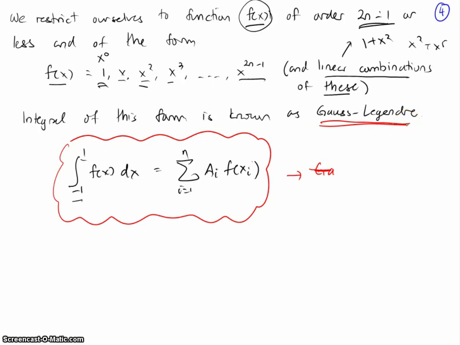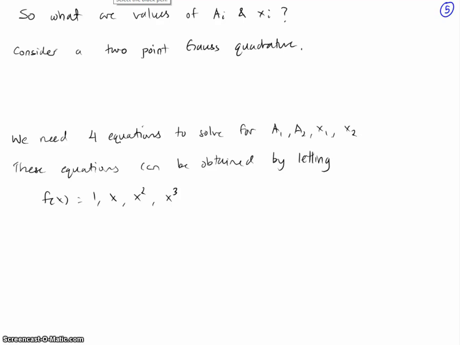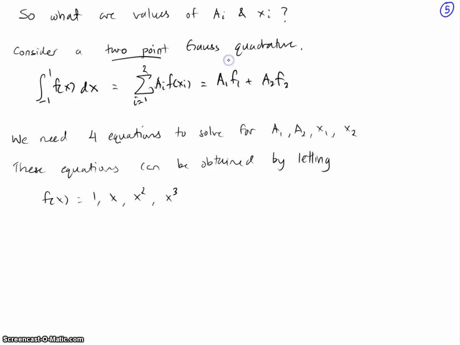So how then do we find the unknown coefficients a_i and the unknown points x_i here for functions that are written in terms of this polynomial basis function? Let's make things simple. Let's consider a 2-point Gauss quadrature. Again, we need to do our integral from minus 1 to 1 of f(x) dx, and if we use a 2-point Gauss quadrature, we will have the summation from i equals 1 to 2 of a_i f at x_i. Because we have two terms, we can easily write this as a1 f1 plus a2 f2.